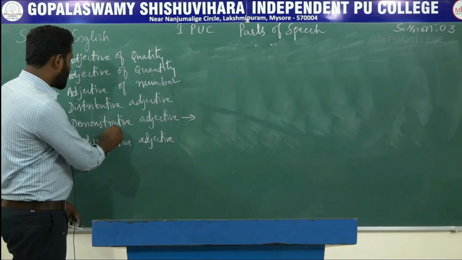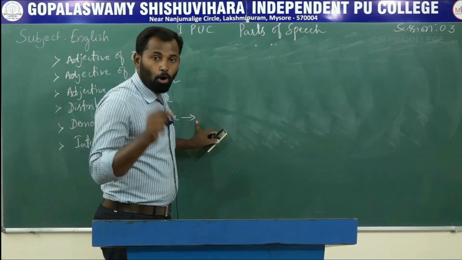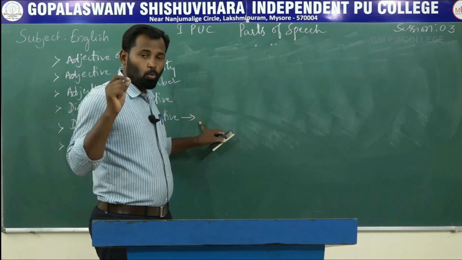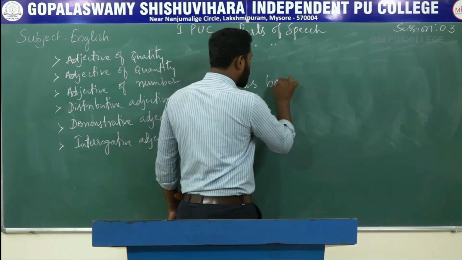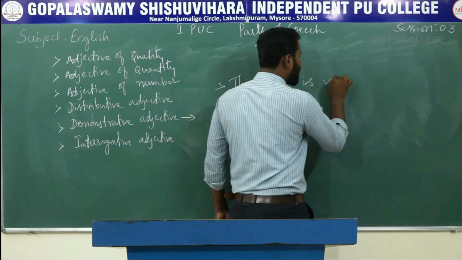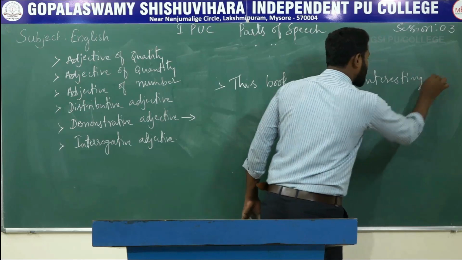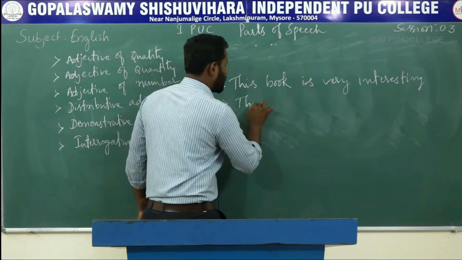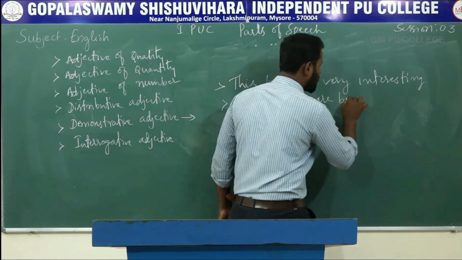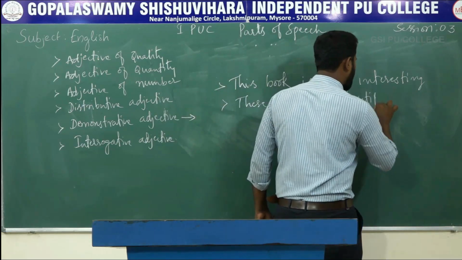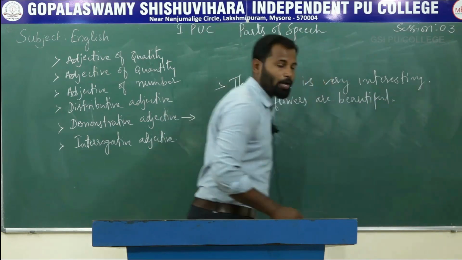So let us now see the demonstrative adjective. Demonstrative adjective is a word used to point out which person or thing we speak about. For example, this book is very, very interesting. And these flowers are beautiful. So I have written two examples here.